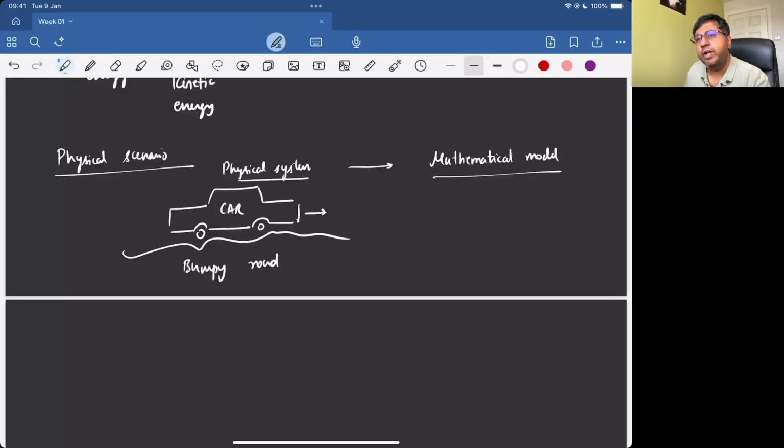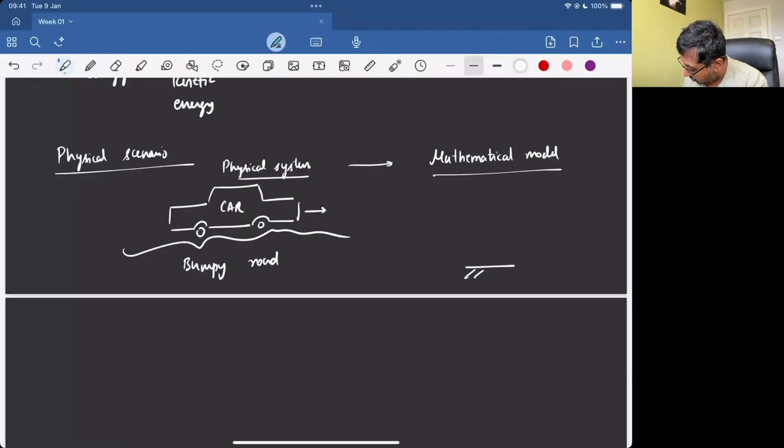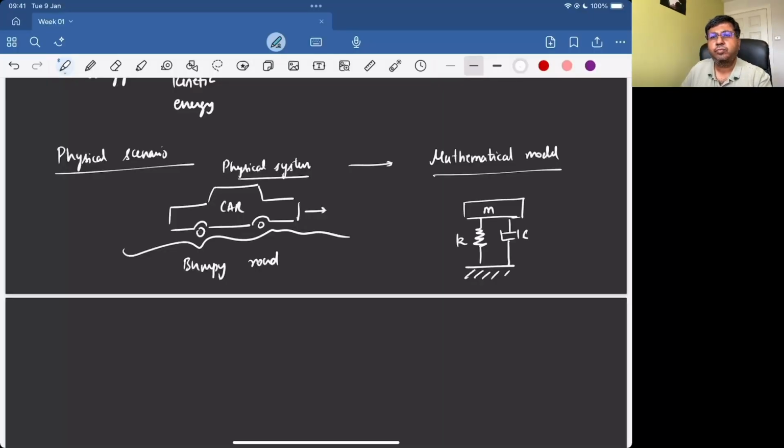So in this scenario, we can think of some kind of a spring and some damper, and some kind of a mass. Okay. So now let's say this is moving along this x direction. What are we interested in? We are interested in how this car is moving up and down. We have approximated the entire car by some mass.